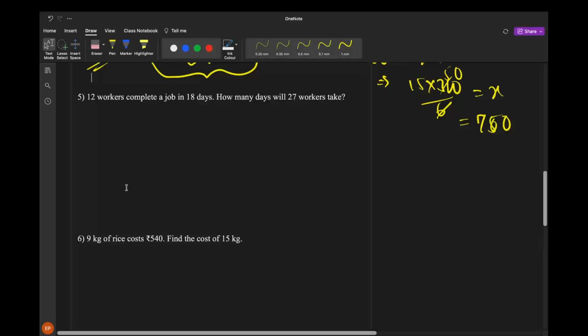Okay. Here 12 workers complete a job in 18 days. How many days will 27 workers take? See, proportion, right? But whether it is direct or inverse depends on whether values are increasing or decreasing. Based on that we'll decide. Okay. Workers and time in days. Workers increase, what about time? Time will decrease. This is inverse proportion, right? 12 workers taking 18 days means 27 workers should take less time only.